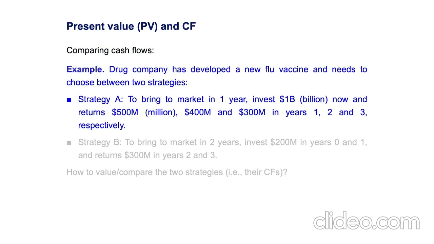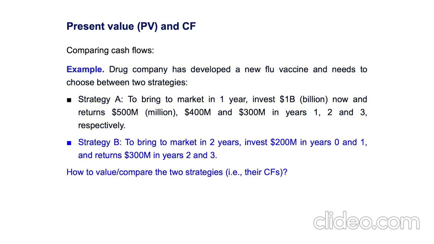A drug company has developed a new flu vaccine and needs to choose between two strategies. Strategy A is to bring it to market in 1 year, invest $1 billion now, and return $500 million in year 1, $400 million in year 2, and $300 million in year 3. Strategy B involves bringing the vaccine to market in 2 years, investing $200 million in years 0 and 1, and then returning $300 million in years 2 and 3.